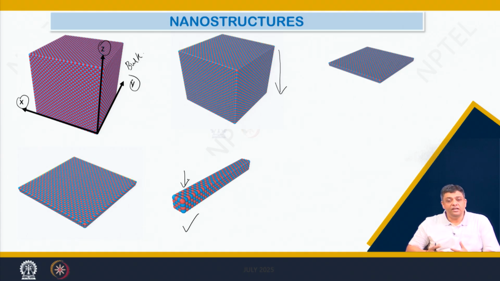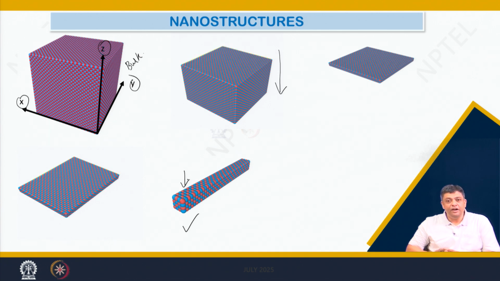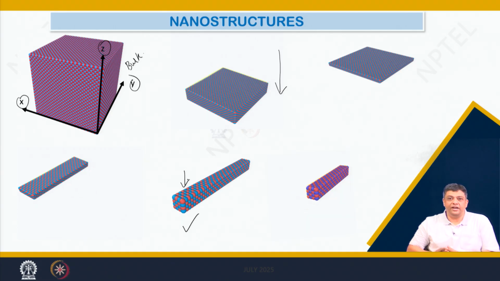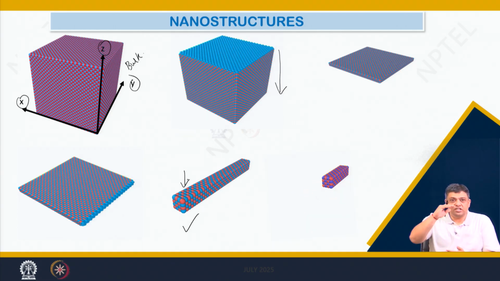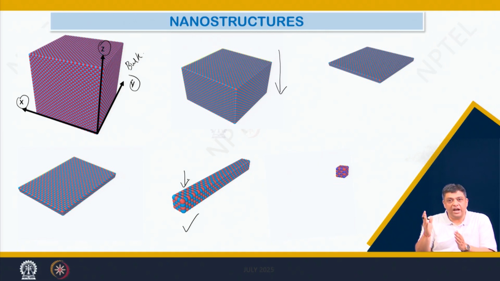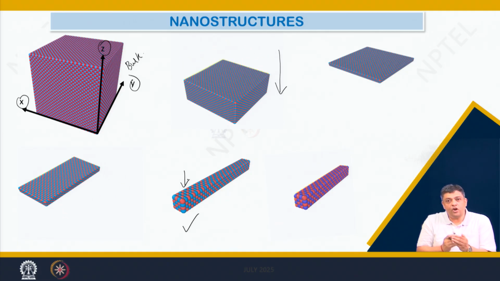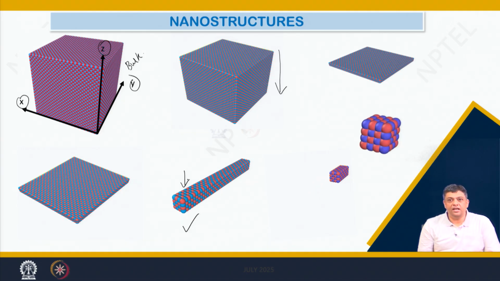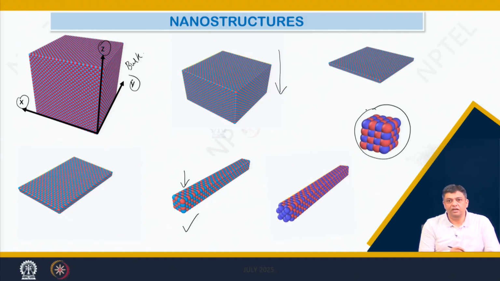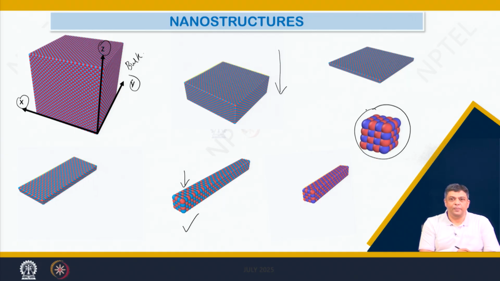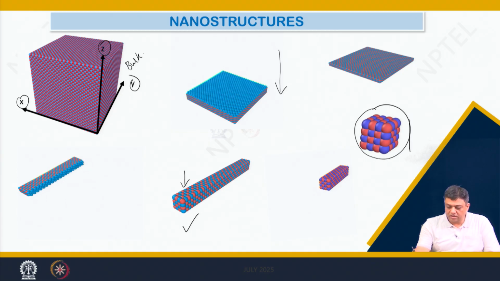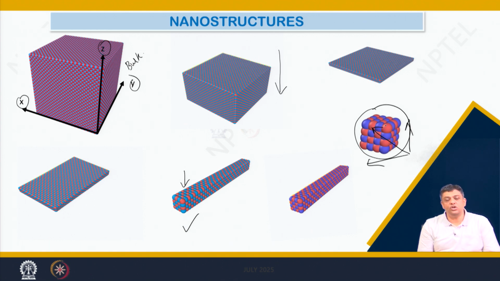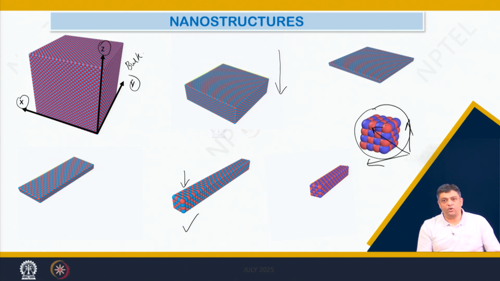Now, what is the third? The third is that you start also reducing the size from the third dimension. So, first step was cutting from one, then we had cut the second, and now we are also cutting from the third dimension. What do you get? You actually get a confined system. So, all the three dimensions are now in the range of 1 to 100 nanometers.